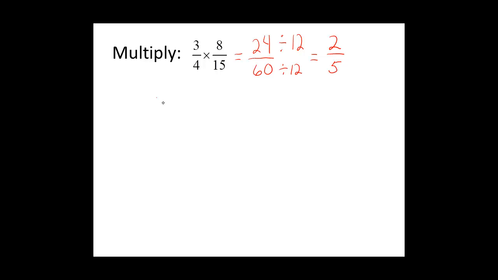Now let's say you didn't know the greatest common factor was 12, but you saw that 24 and 60 were even numbers and you knew that they were divisible by 2. So you can divide both of these by 2 and get 12 over 30. And once again you see that these numbers are divisible by 2. So you can divide the numerator and denominator by 2. And we get 6/15. 6 and 15 are both divisible by 3.